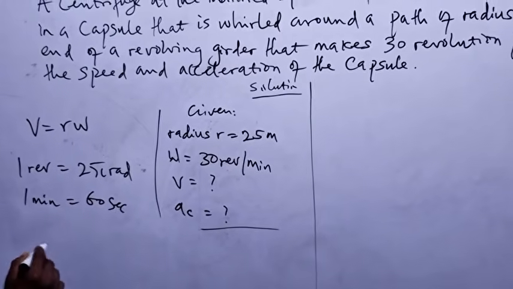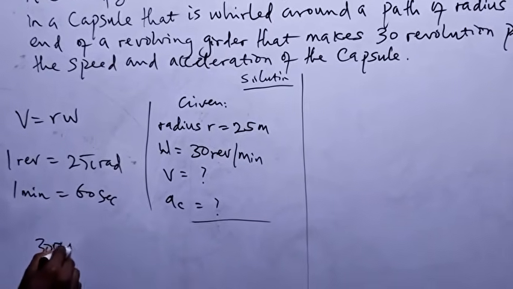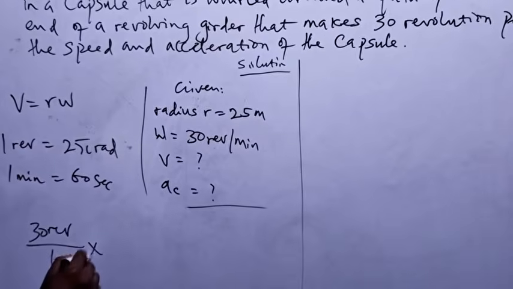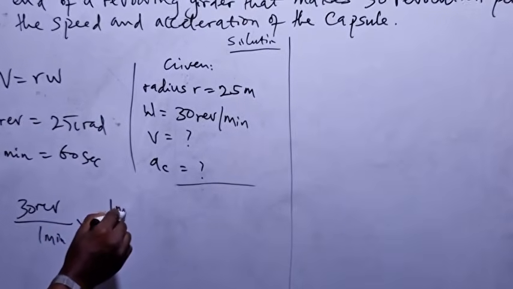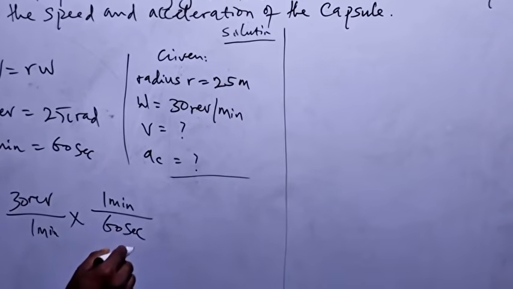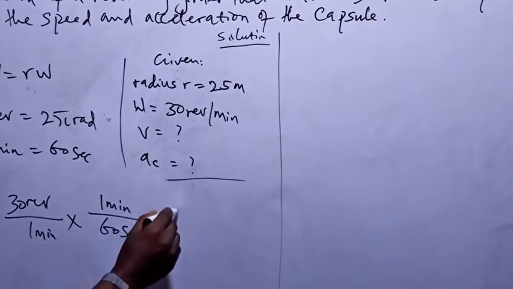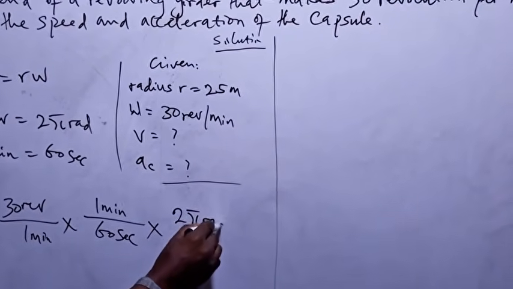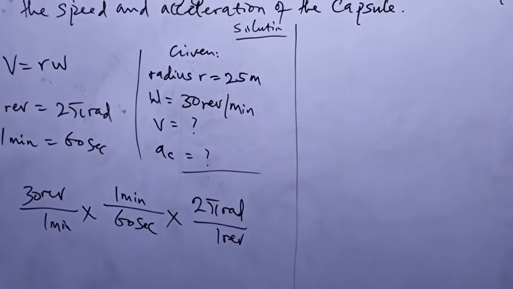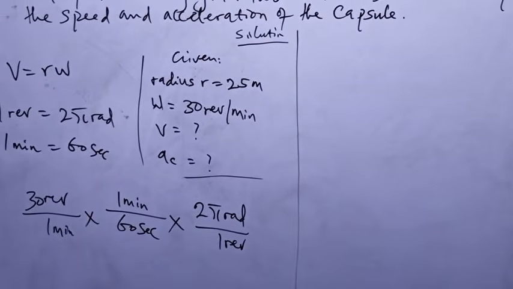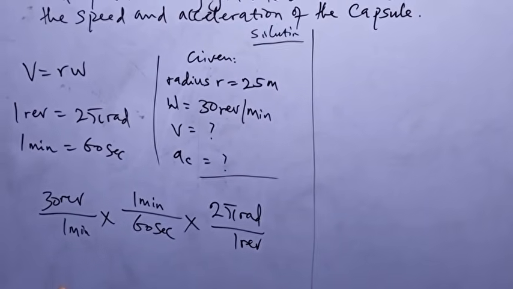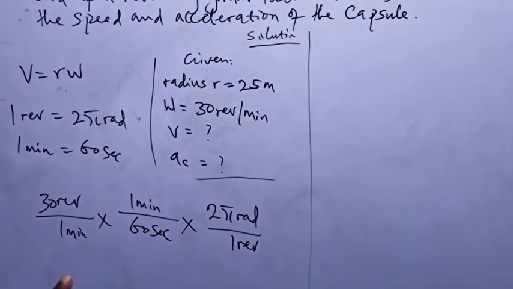Now we have that 30 revolutions per 1 minute, multiplied by 1 minute is equal to 60 seconds, also multiplied by 2 pi radians is equal to 1 revolution. I've taught this in mathematics. I named it one step conversion, so that if you have something given in revolutions per minute, you will know how to resolve it or reduce it to meters per second.